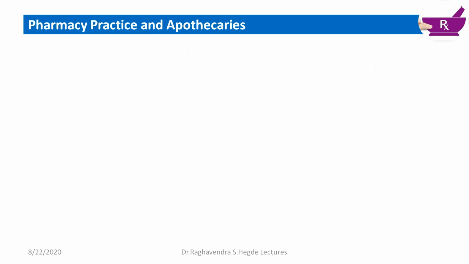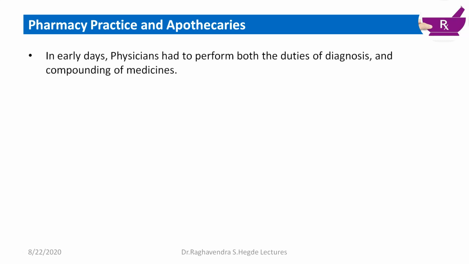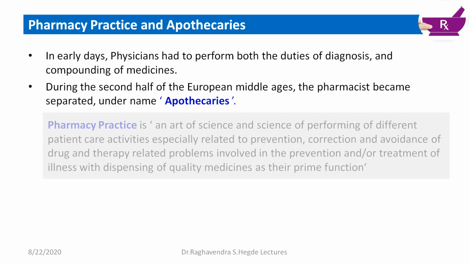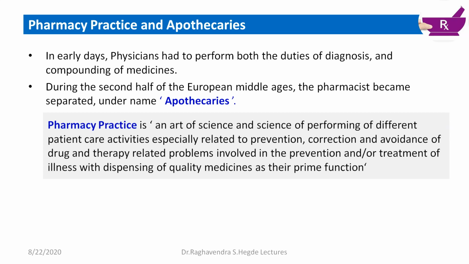Now, in this slide, we'll be understanding the pharmacy practice and the apothecaries. In earlier days, physicians had to perform both the duties of diagnosis and compounding of medications. During the second half of the European Middle Ages, the pharmacist became separated under the name called apothecaries. So, a separate system was started with the name of apothecaries, where the pharmacist is in charge of dispensing and compounding of medications.